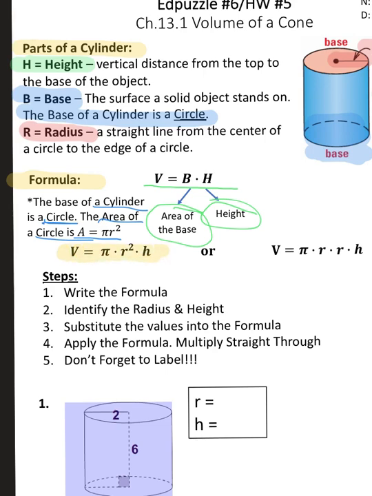Remember, what's r squared? You're just multiplying it by itself. So another way to write it is volume equals pi times r times r times h. Sometimes that's a little easier to remember, especially when plugging it into the calculator, so I suggest that you use this formula when plugging it into the calculator. All right, so that's the formula.